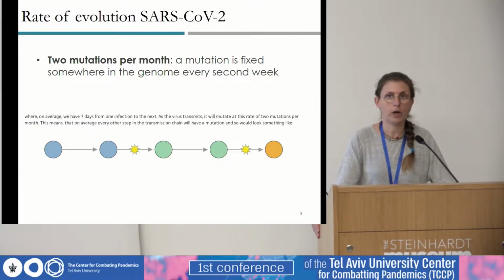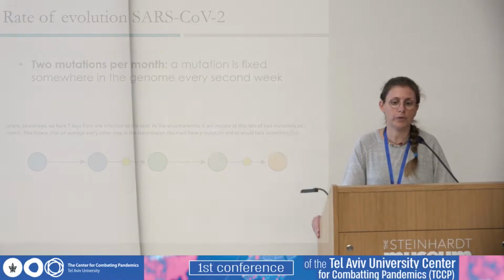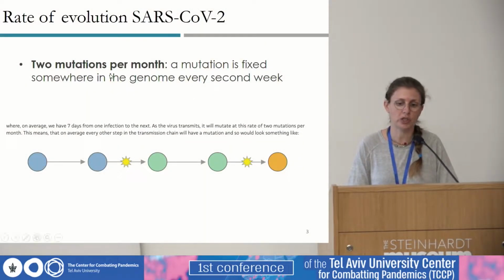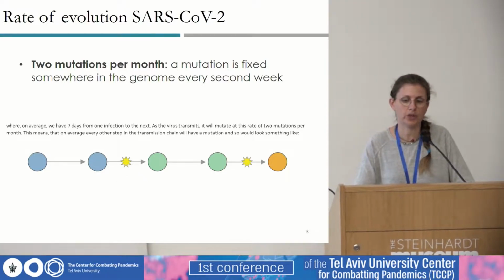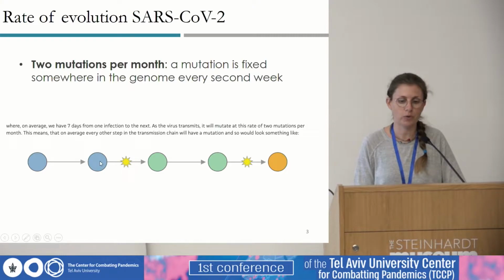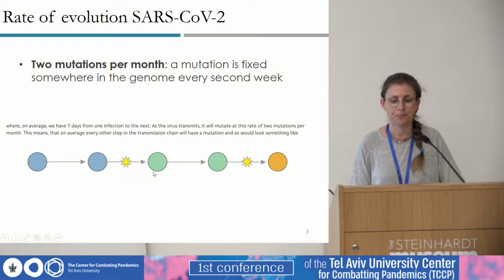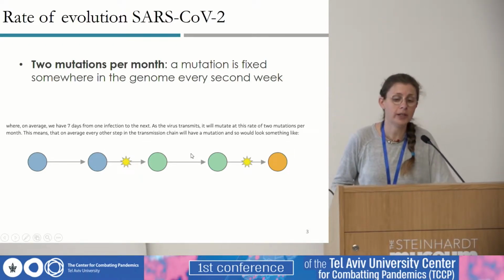And so pretty early on in the pandemic, the rate of evolution of the virus was calculated as being 2 mutations per month, which means that a mutation is fixed somewhere in the genome of the virus every second week. Okay, and so just to look at this toy illustration, we have a person infecting another person, and we don't see any mutations. And then the second time there's an infection, we see a mutation. And this goes on, and so mutations accumulate, okay, at a relatively fixed pace.